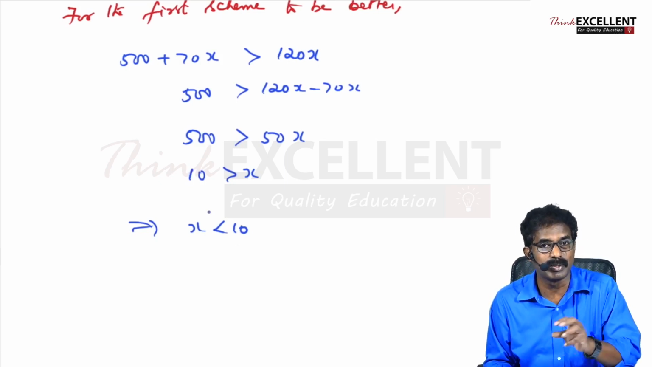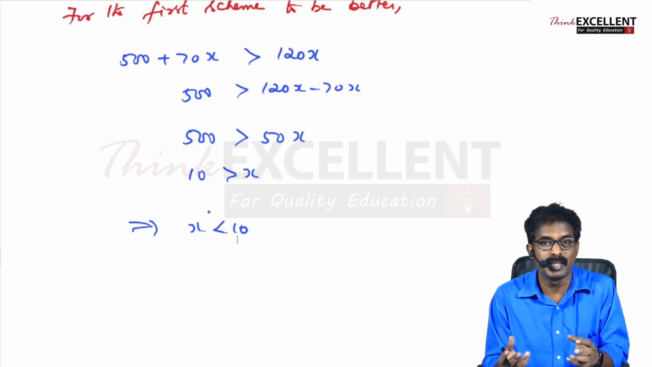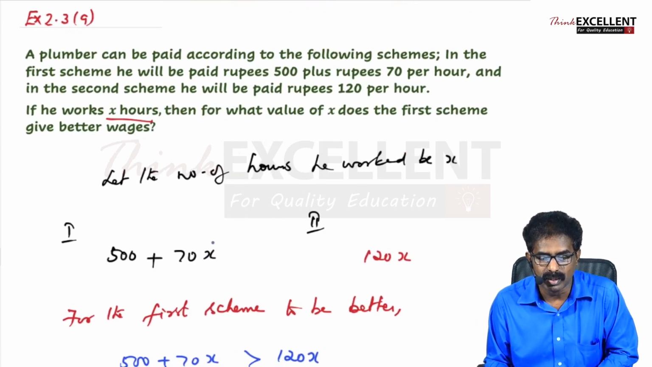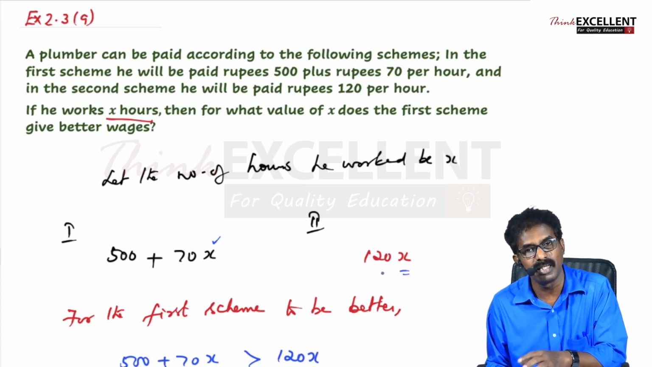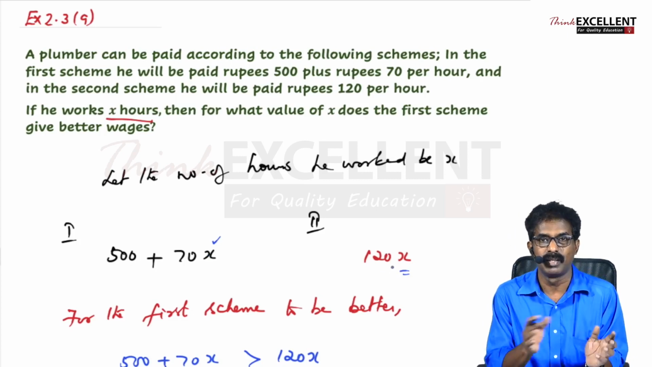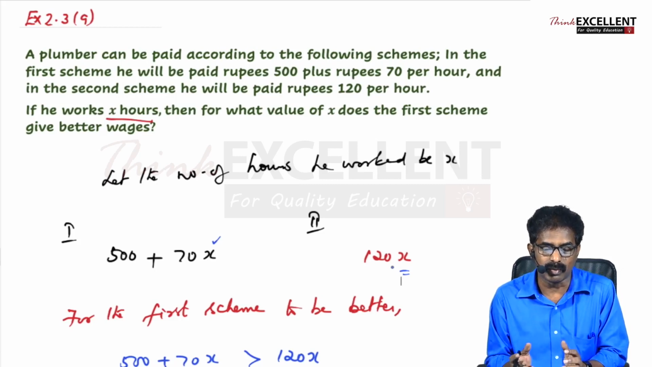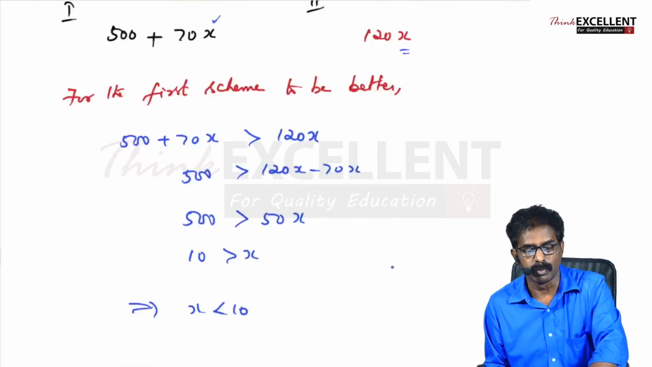So with some numbers you can check it. Maybe when you put exactly 10, both may give the same amount. Suppose x equals 10. If you put 10, 70 into 10 is 700, 700 plus 500 is 1200. And 120 into 10 is 1200. Okay, if he works 10 hours, both give an equal amount. So less than 10 hours means the first scheme is better; more than 10 hours means the second scheme will be the better one.